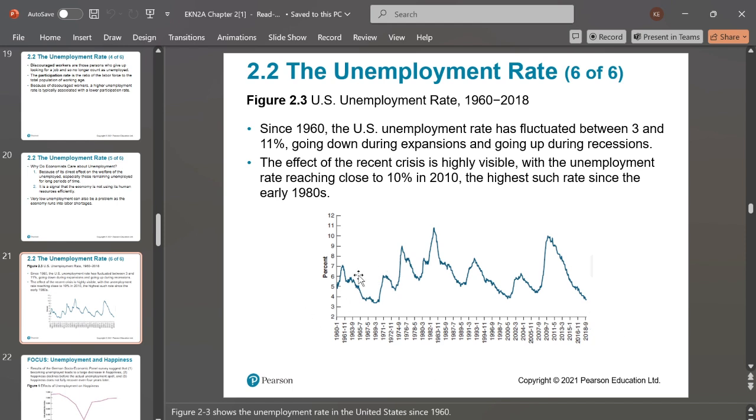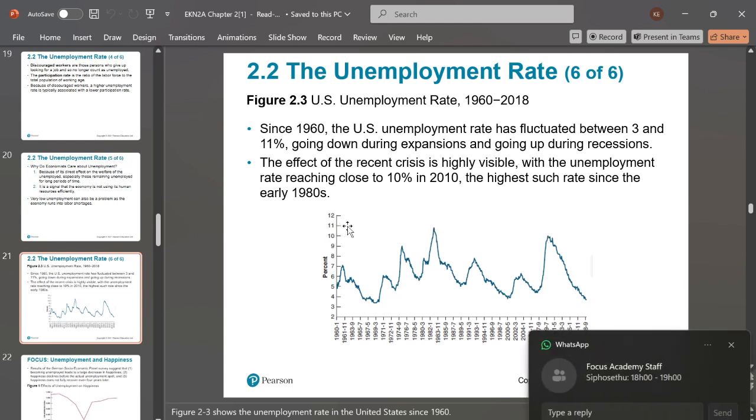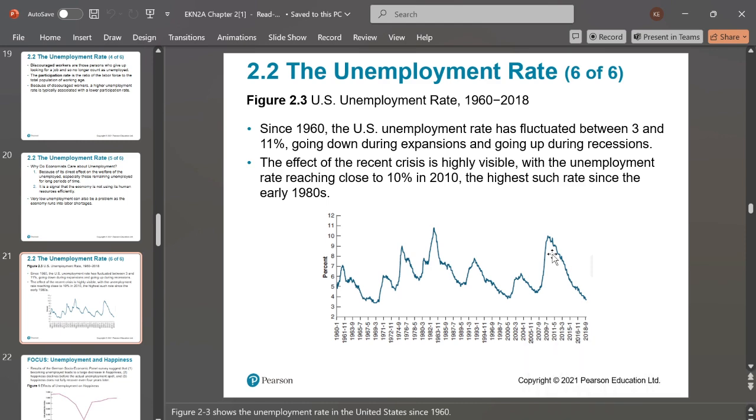Right, so you will see that during world expansion, which is around this period, we had unemployment rates that were not so high, between 3 and 9%. And then you will see that here in 2009, which is when we had our financial crisis, it shot all the way to about 10, 11%. And that just shows you that that was a very tough period for the economy.